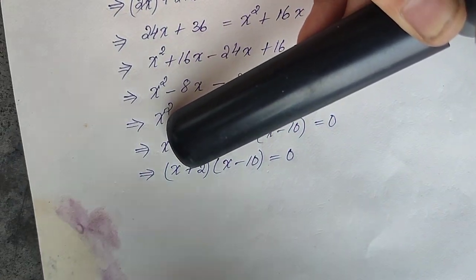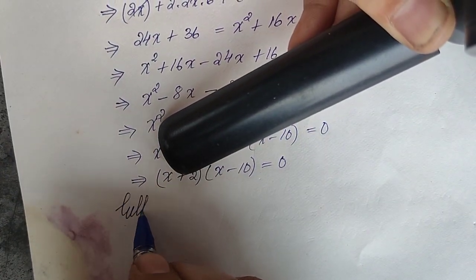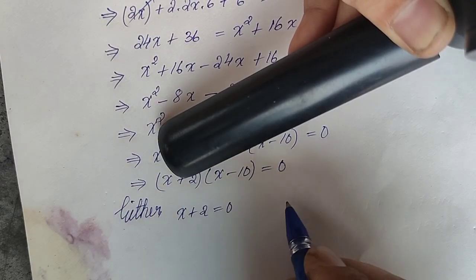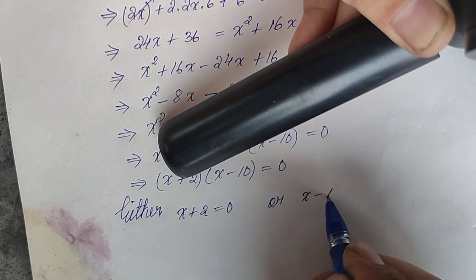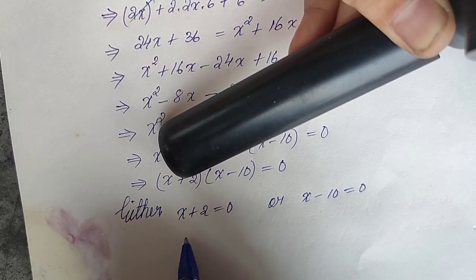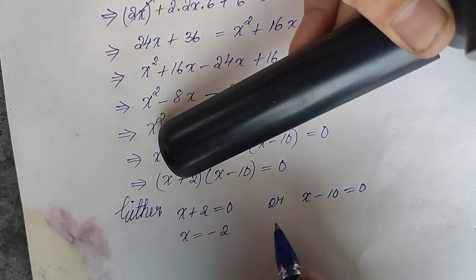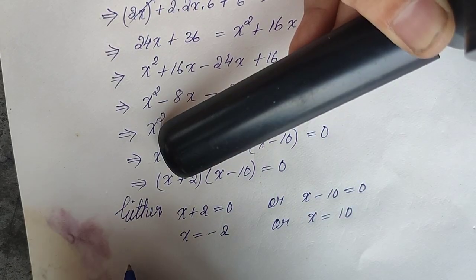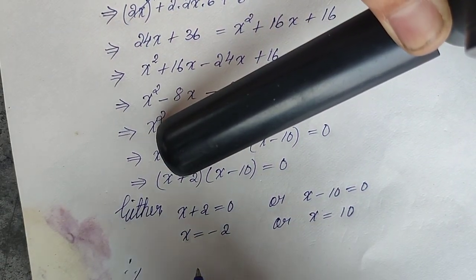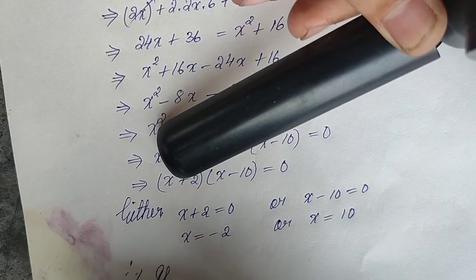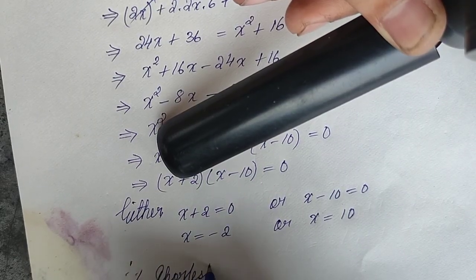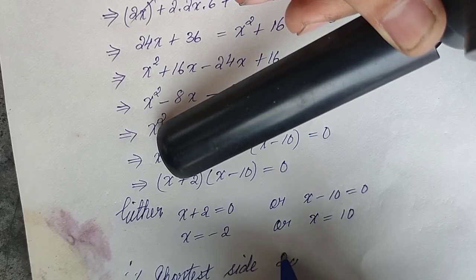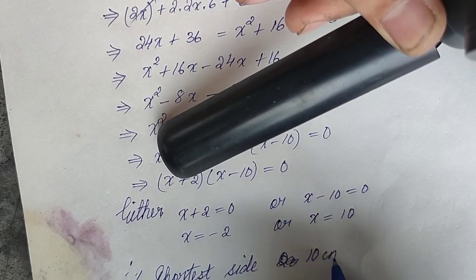So x plus 2 is equal to 0 or x minus 10 is equal to 0. x is equal to minus 2, which we neglect, so x is equal to 10. Therefore the shortest side is 10 cm.